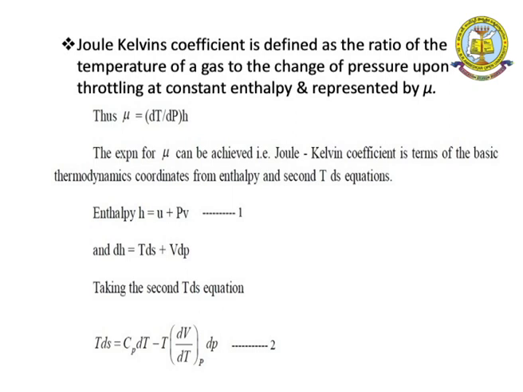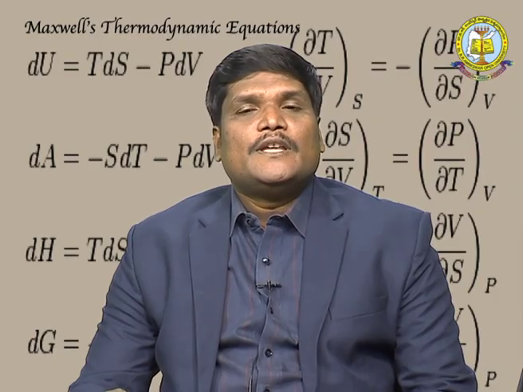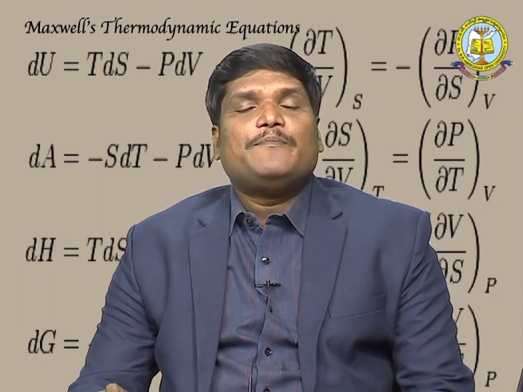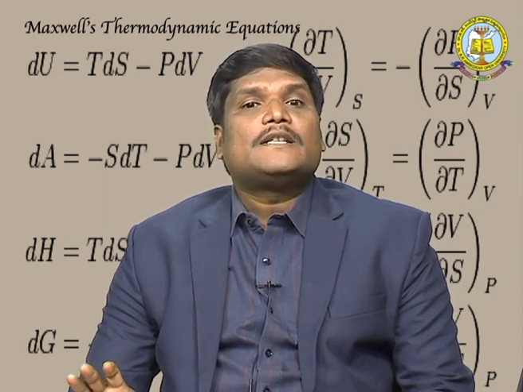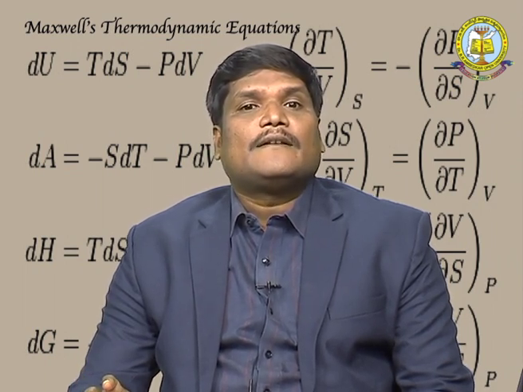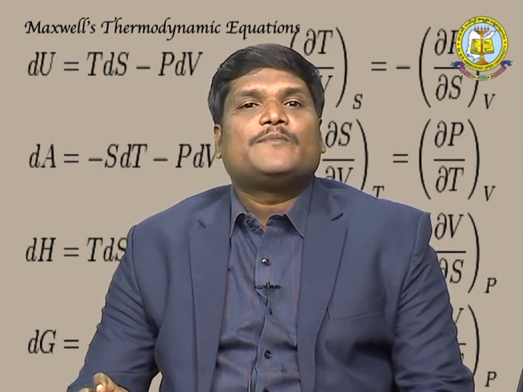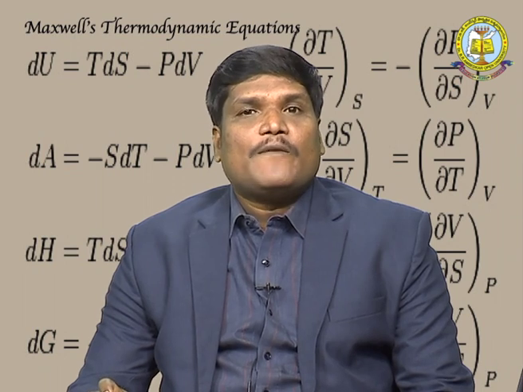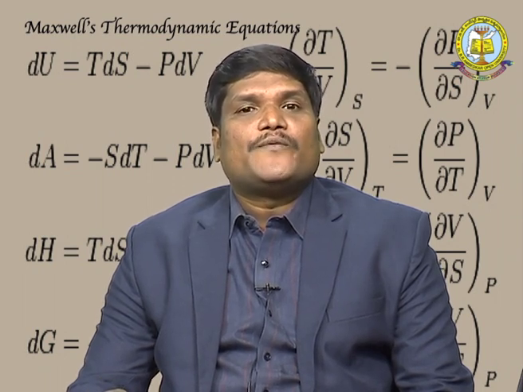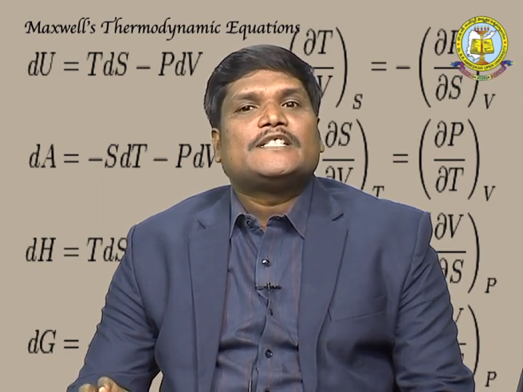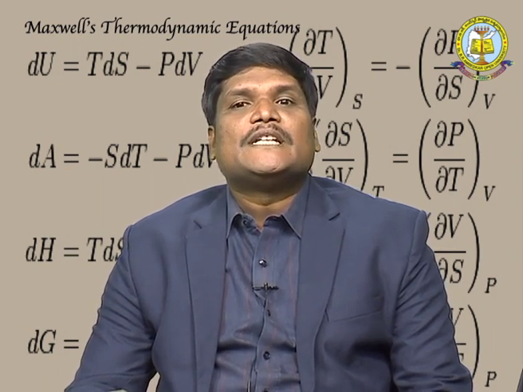So what is the Joule-Kelvin coefficient here? Mu. Therefore, mu equals dT by dP at constant H. With this expression, the Joule-Kelvin coefficient mu can be obtained.